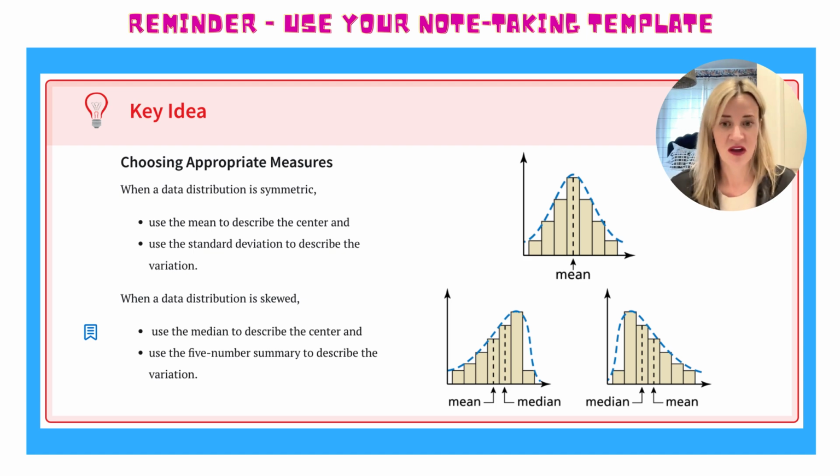And you would use the 5-number summary to describe the variation. Remember, the 5-number summary has to do with box and whisker plots. Hint, hint.